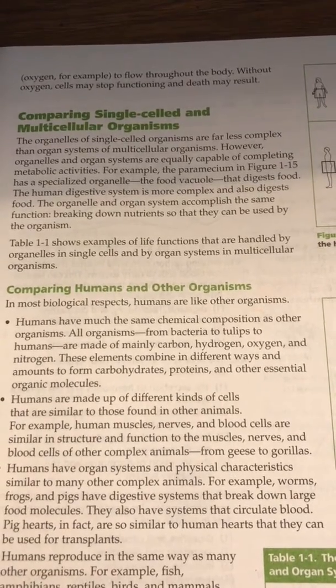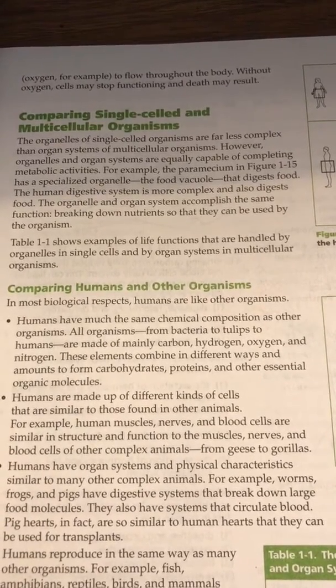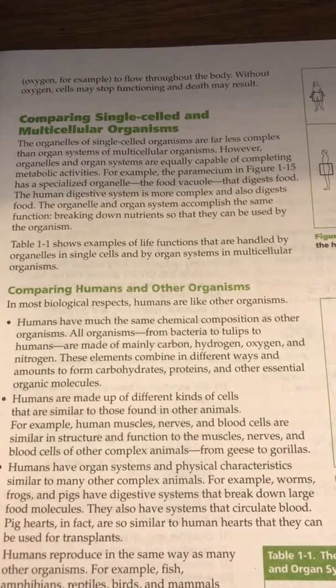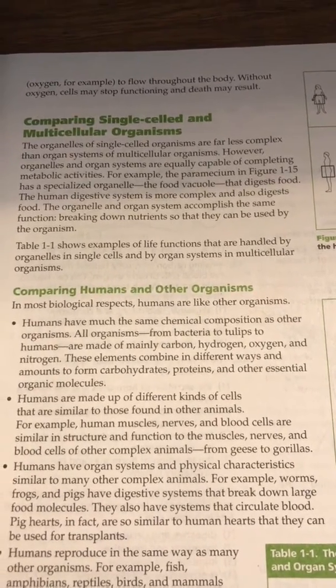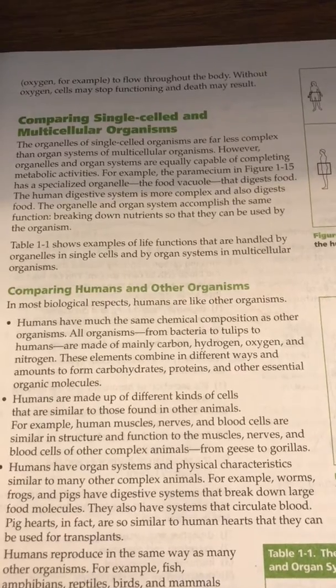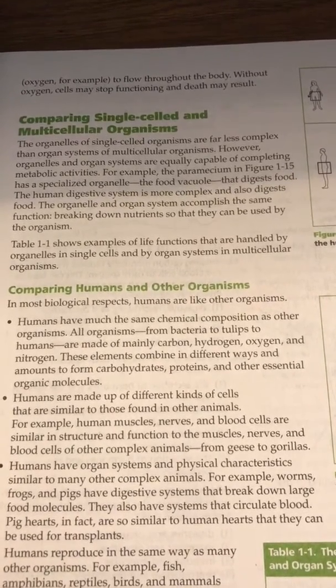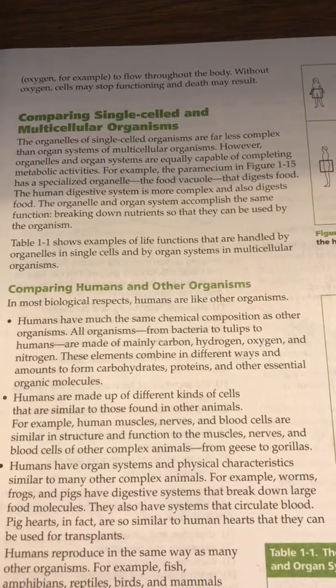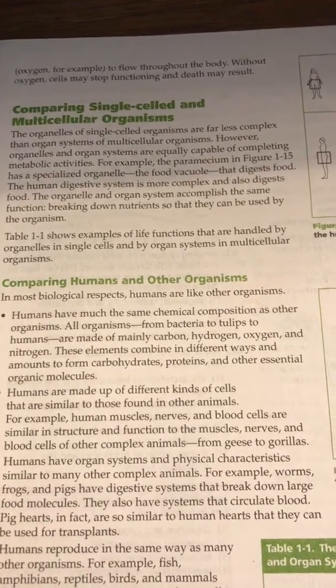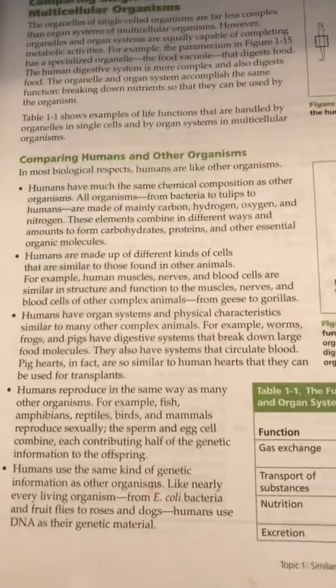For example, the paramecium in figure 115 has a specialized organelle, the food vacuole, that digests food. The human digestive system is more complex and also digests food. The organelle and organ system accomplish the same function, breaking down nutrients so they can be used by the organism. Comparing humans and other organisms.